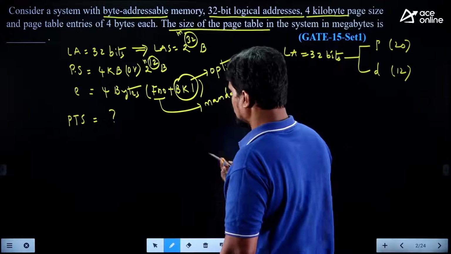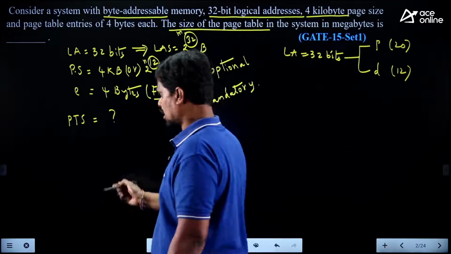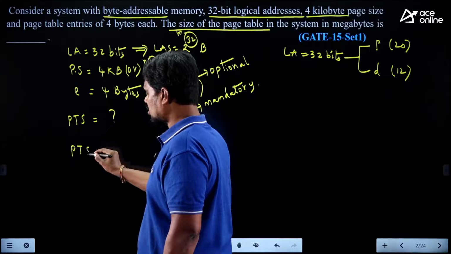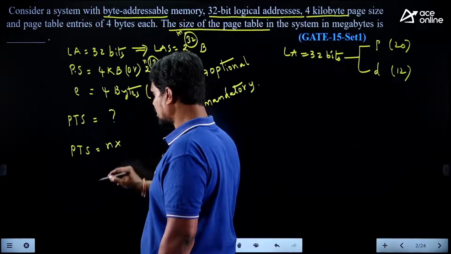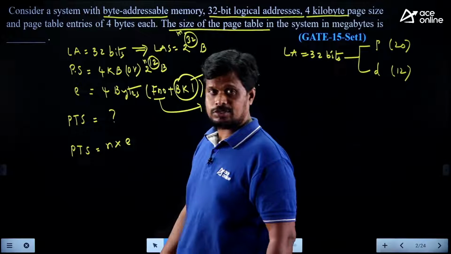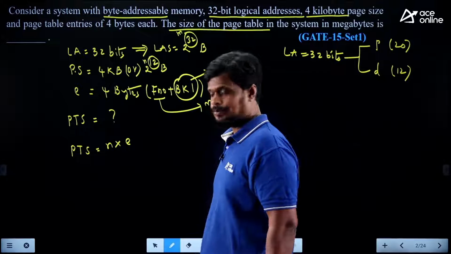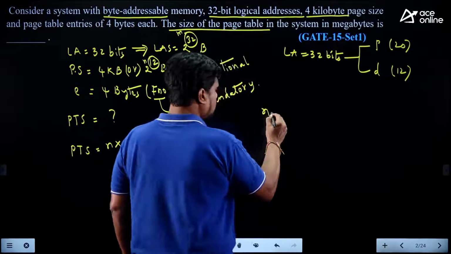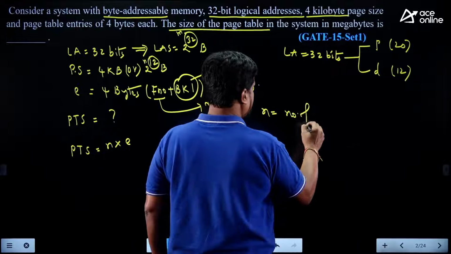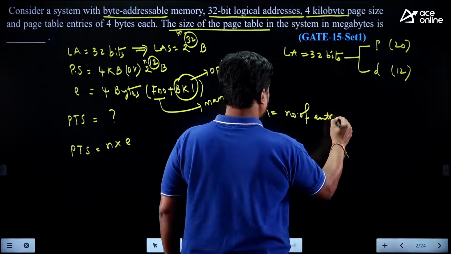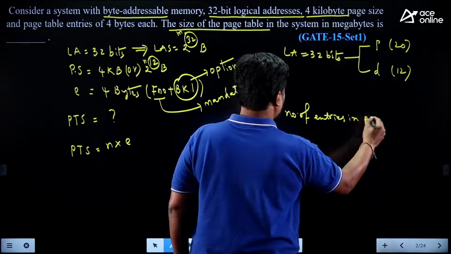Look at the answer to this question. So now I require the page table size. I just mentioned page table size is equal to n into e, because it can have some number of entries, and every entry can have some size. So what is that n? n is equal to the number of entries in the page table.